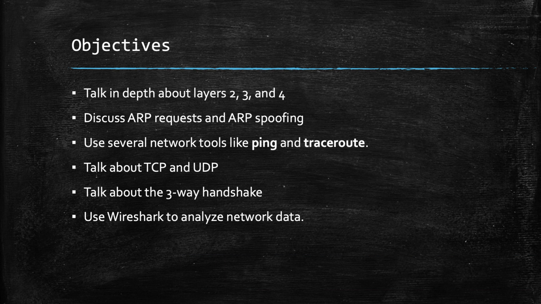Today we're going to be talking about layers 2, 3, and 4. We'll also discuss something called ARP Requests and ARP Spoofing, what that is. And then we'll be going over network tools like ping and traceroute, how to troubleshoot different network issues there. And then we'll be covering TCP and UDP and also what the three-way handshake is. And we'll go over Wireshark as well.